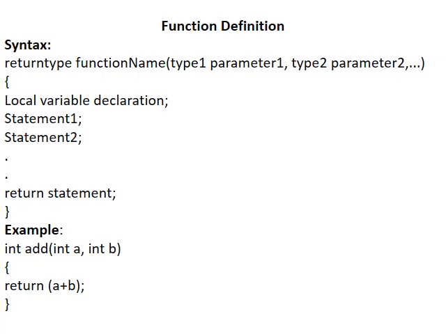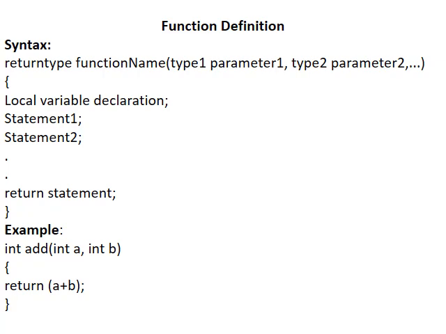Now here in the function definition, starting from the curly braces until the end of the curly braces, whatever you have written there, the local variable declaration, the set of statements and the return statement together is called the body of the function. So function declaration does not include the body of the function, whereas function definition includes the body of the function where we specify the task to be performed by the function.